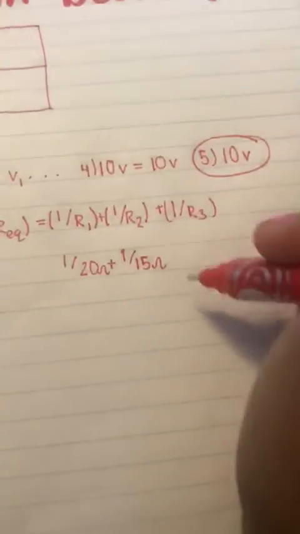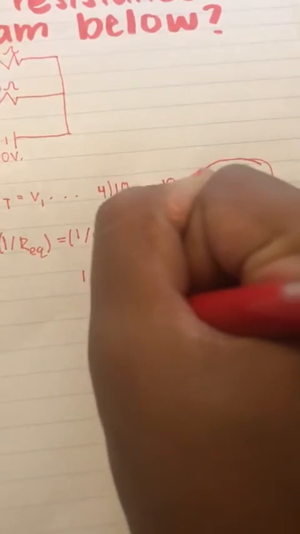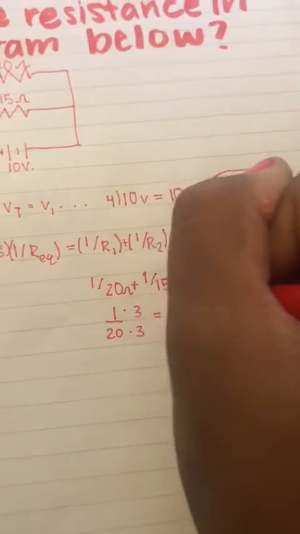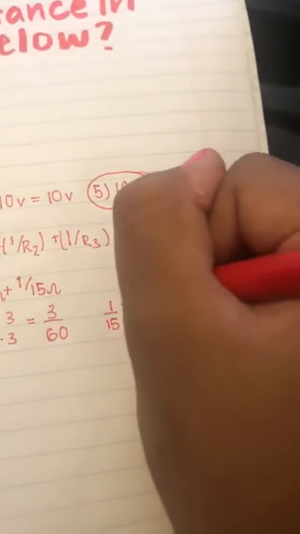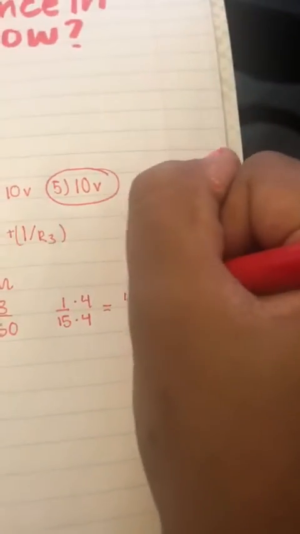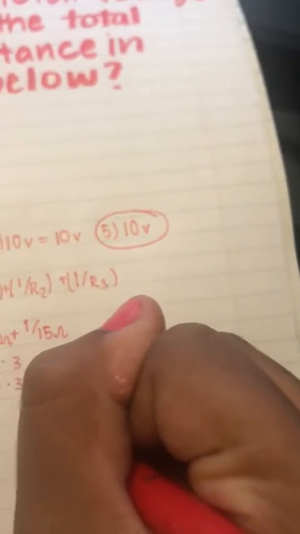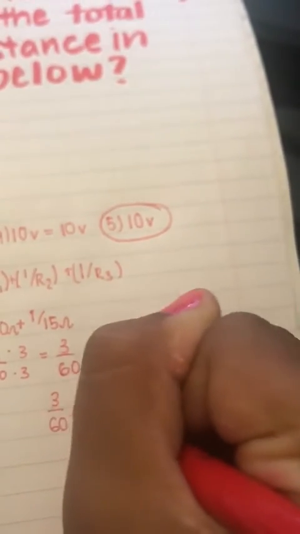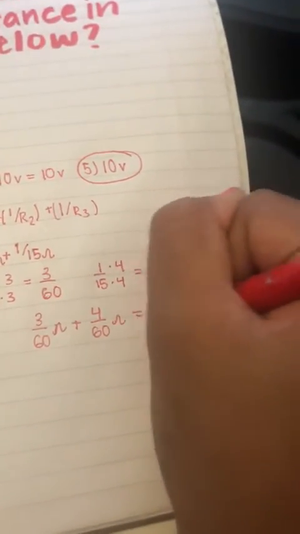So off the bat, I see that a common denominator between the two would be 60. So I'm going to do 1 over 20 times 3 over 3, which is 3 over 60. And then I'm going to do 1 over 15 times 4 over 4, and that gives us 4 over 60. And so since we're still adding these, 3 over 60 plus 4 over 60 is equal to 7 over 60.